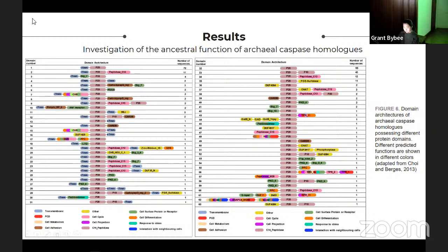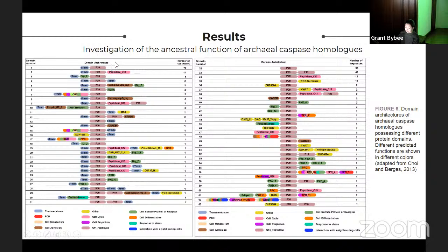And so this is the domain architecture diagram, where you have the protein sequences from beginning to end, and then the abundance on the side here. And you can see that archaeal caspase homologs all had the P20 domain required for their proteolytic activity. But what is interesting was that they also possessed protein domains that were associated with the PCD molecular pathway. But what is more interesting was that protein domains associated with cell survival, such as cell differentiation, cell cycle, or cell metabolism, were more abundant in archaeal caspase homologs than the ones associated with PCD.